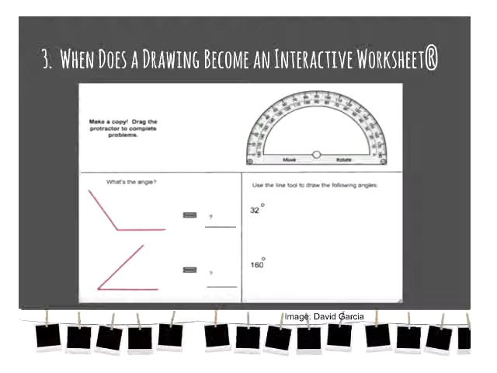But David Garcia had an awesome idea about using, once again, this is a Google Drawing, as an interactive worksheet. So what I like how he did is he put a protractor in here. You got a picture of a protractor. And literally, when students access this worksheet, it forces them to make a copy. Once they have a copy, they can drag that protractor to the angles in the bottom left-hand corner of your screen, measure the angle, and where the question mark is, type in what the angle measurement was, then drag the protractor off to the right and use the drawing tools to draw a 32-degree angle or 160-degree angle. Really neat way of creating an interactive worksheet.